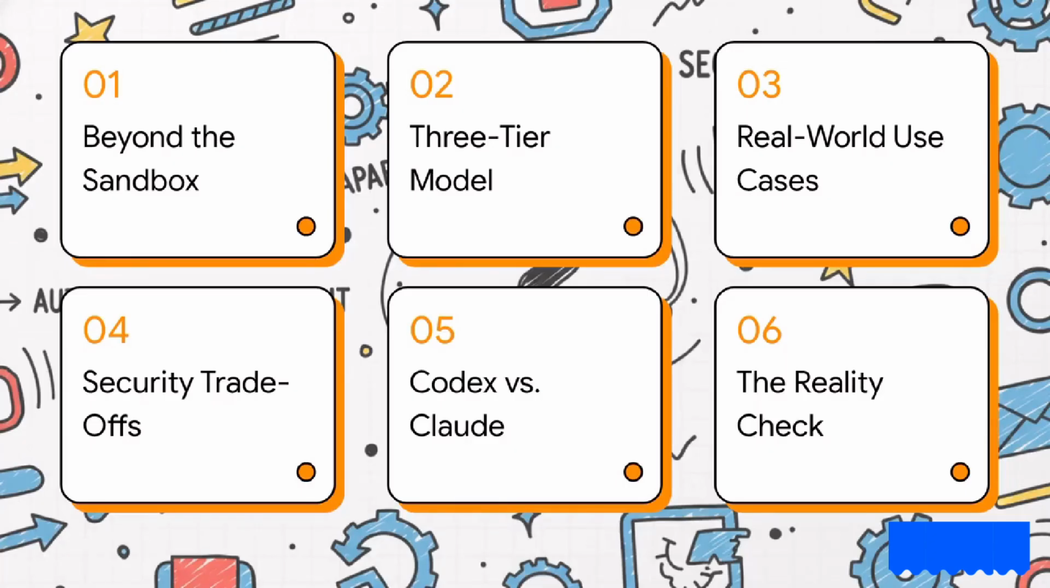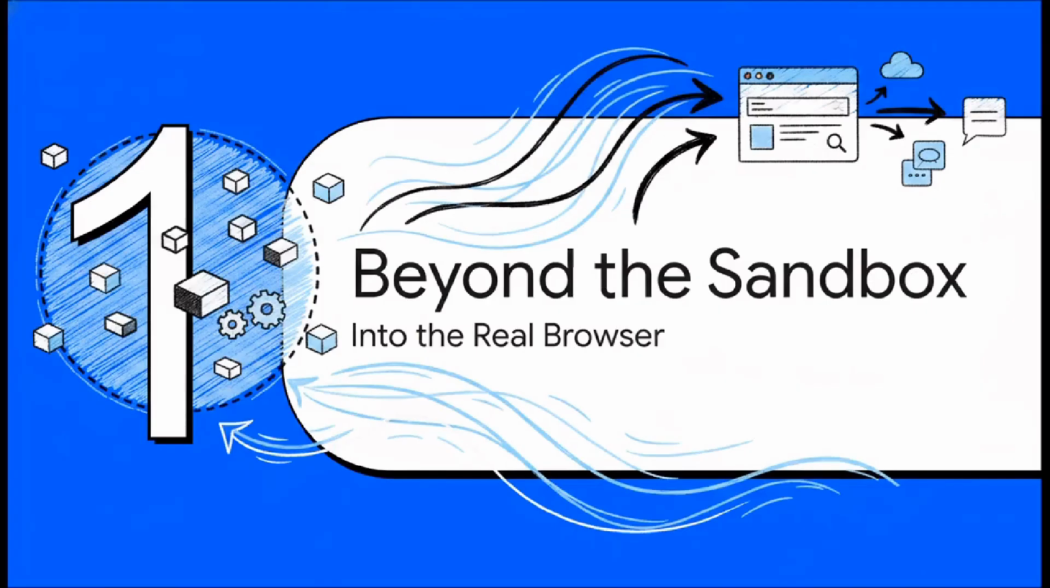So here's our roadmap for this explainer. We're going to look at moving beyond the sandbox, break down the three-tier model, check out some real-world use cases, weigh those all-important security trade-offs, put Codex head-to-head with Claude, and finish up with a quick reality check. All right, part 1, beyond the sandbox. Let's see how it gets into the real browser.